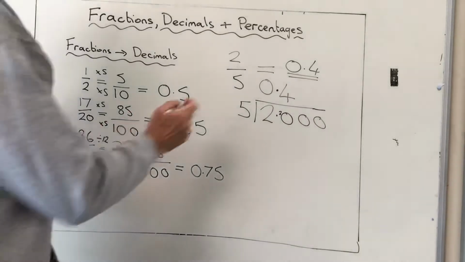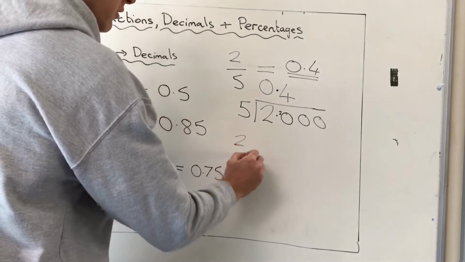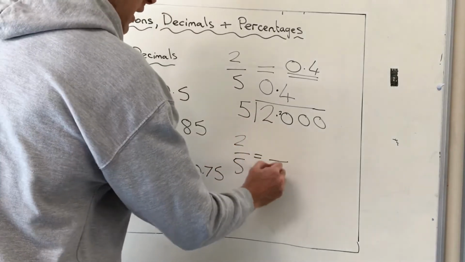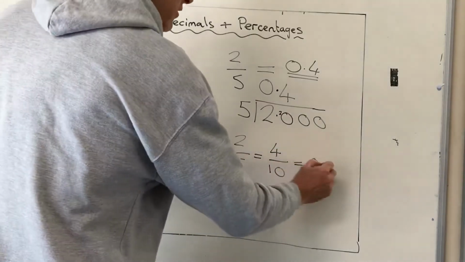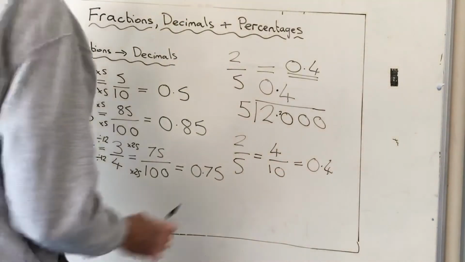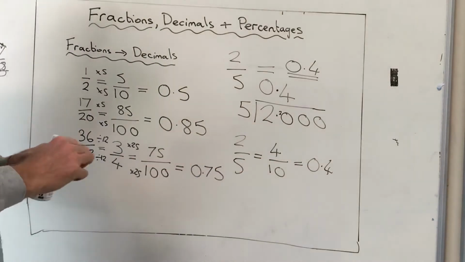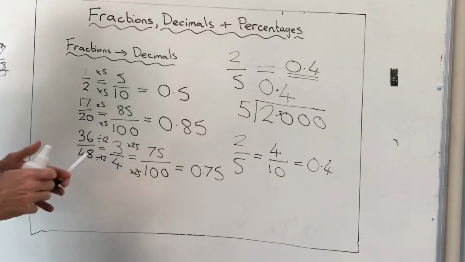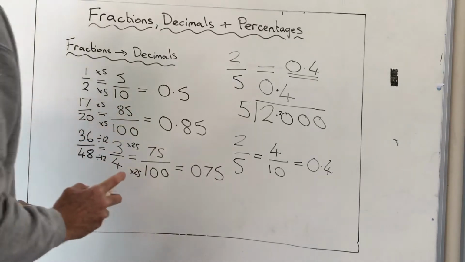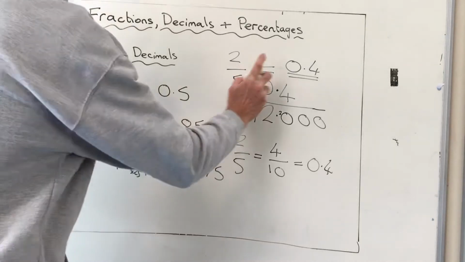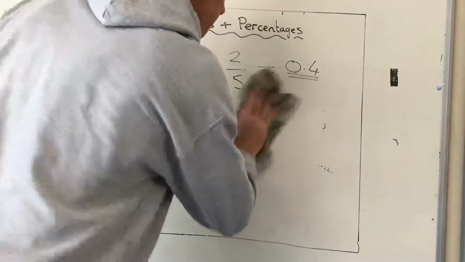Now we could do that with method number 1. 2/5. How many tenths? It's 4 tenths. There we go. 4 in the tenths column, 0.4. And we get the answer much easier and quicker that way. But sometimes you have to use method 2 because you can't equate it to something like that. So let's have a look at one like that.